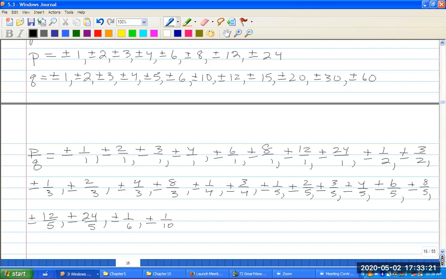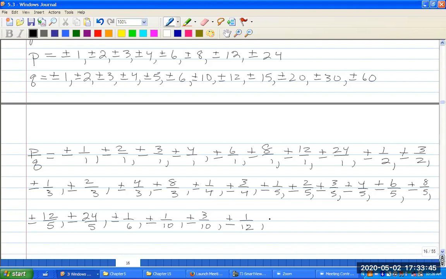2/10, that's a header. 3/10. 4, 6, 8, 12, 24. Those all have common factors. So let's do 1 over 12. 2, 3, 4, 6, 8, 12, and 24. Those each has factors common with 12.